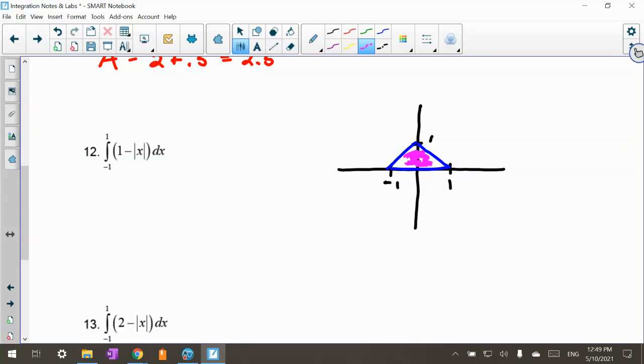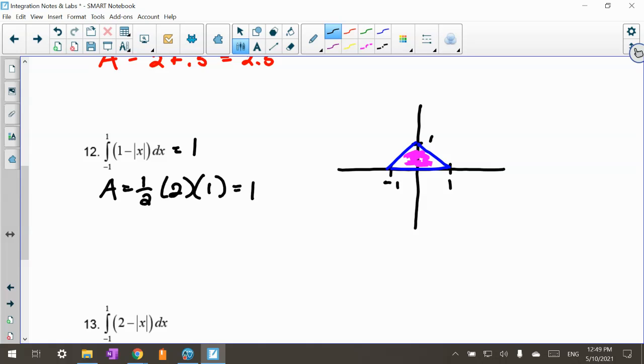All right, so my area formula of a triangle is 1/2 my base, which is now 2 because it's -1 to 1, times 1 high. So this comes out to be 1. And if you put this in your calculator, it's 1 as well.